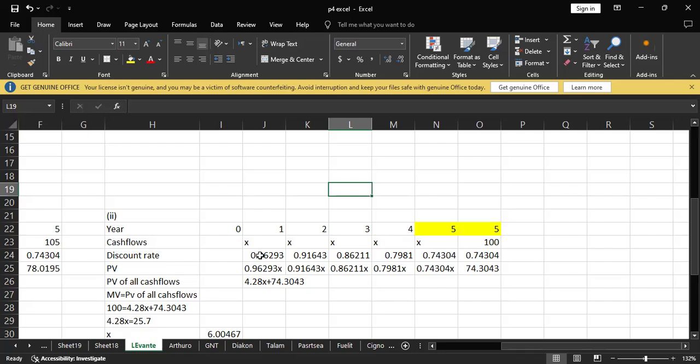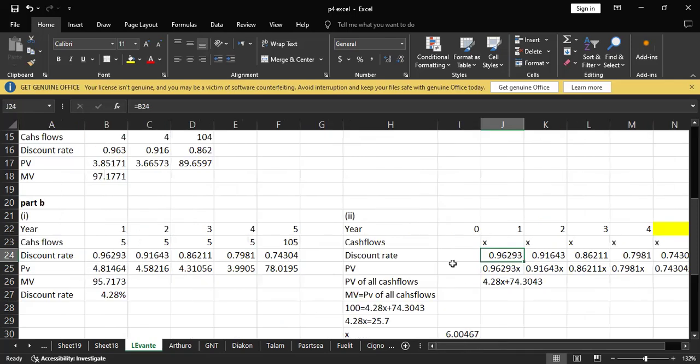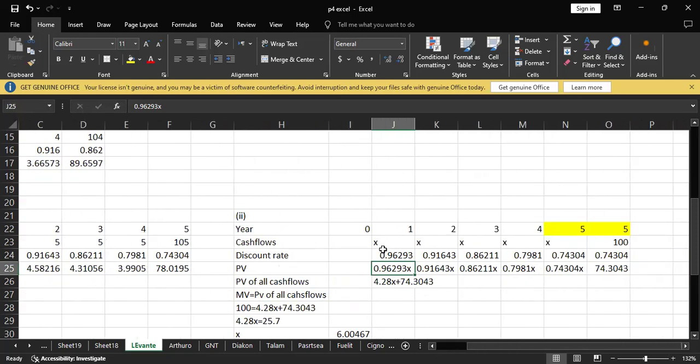Now these discount factors we are copy-pasting from the previous part. These are the discount factors we have already computed. Now we are computing the present value. How are we computing the present value? The discount factors multiplied by the X. So these are all the X values, and this 100 into 0.743043. So our X values are coming as 4.28X plus 74.3043.